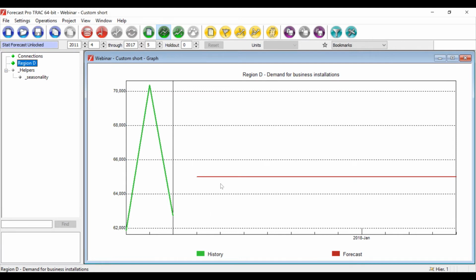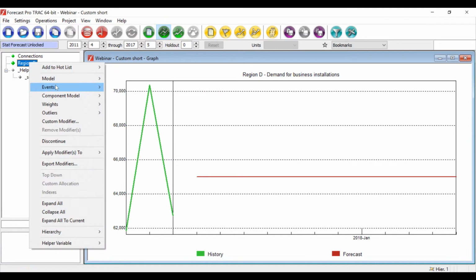The problem is we know these are business connections of telephone systems. We know it's a seasonal data set because we have other regions where we've observed that. And we know it's a growing market, so we also expect more of a trend. So this is an awful forecast. It's understandable why Forecast Pro generated it, since there were only 3 data points, but we need to do more than this. So let's look at how a custom component model might help us.